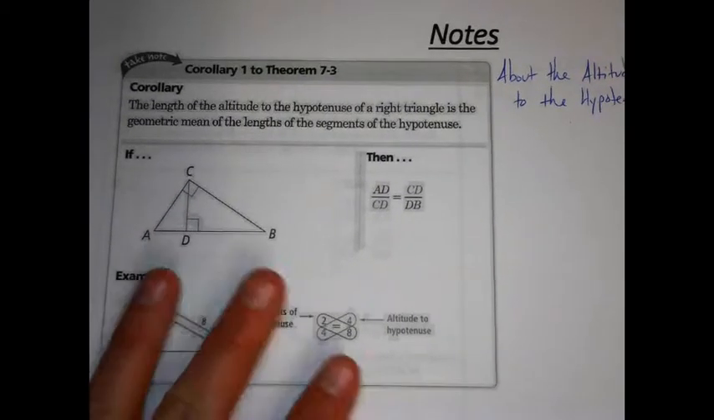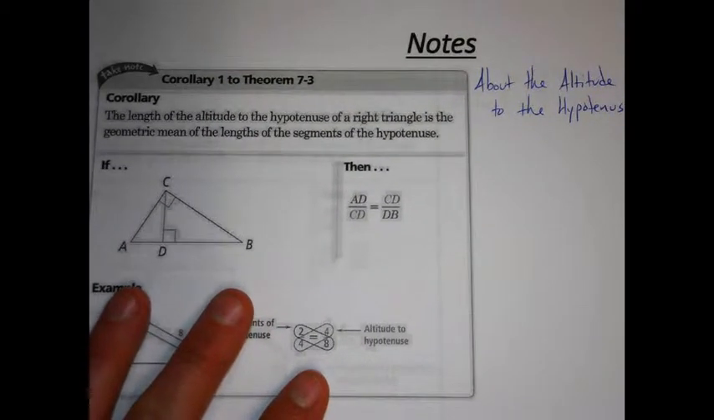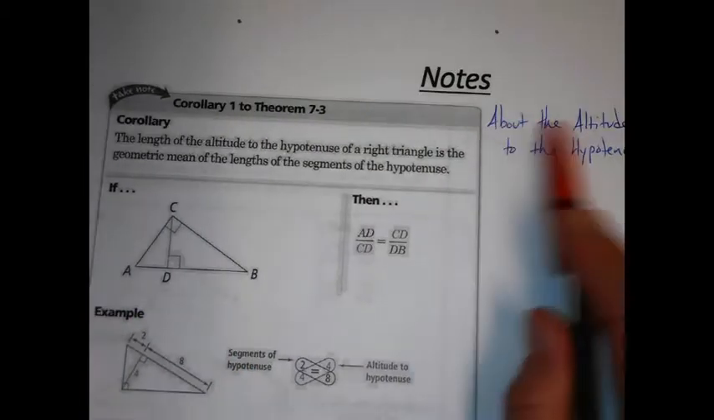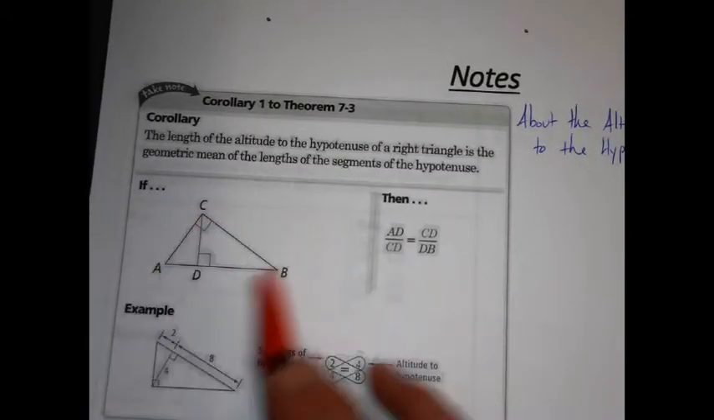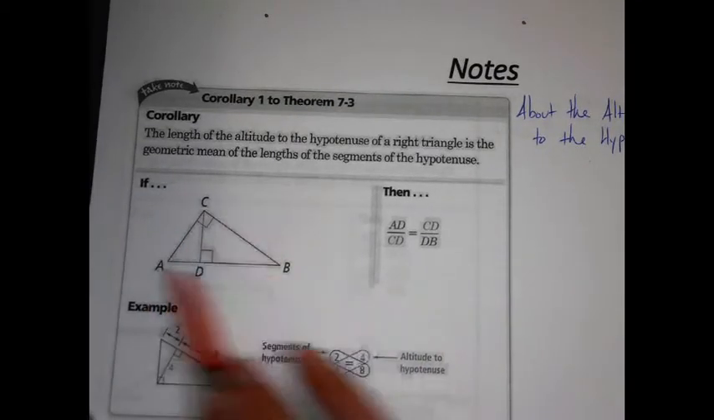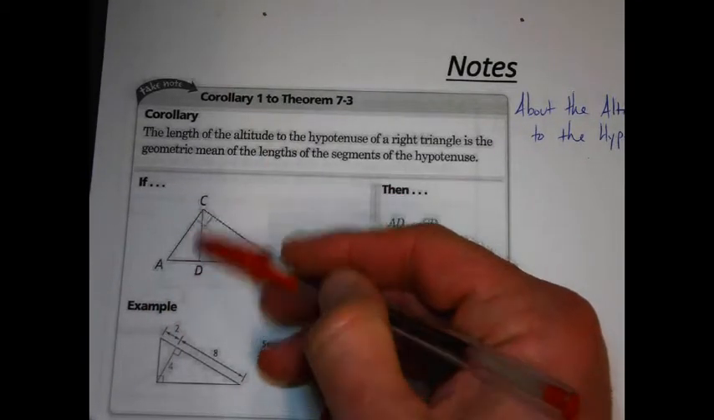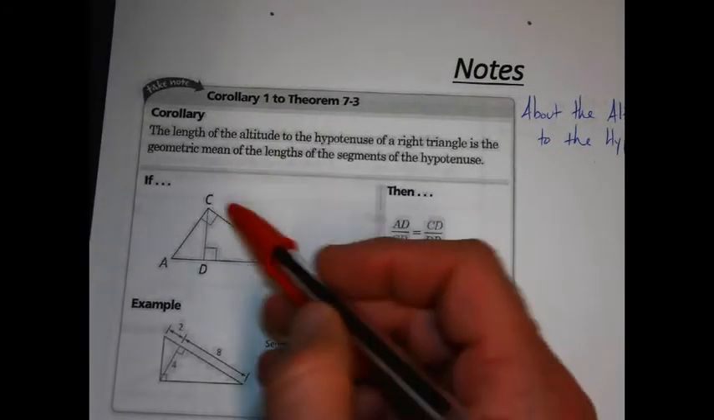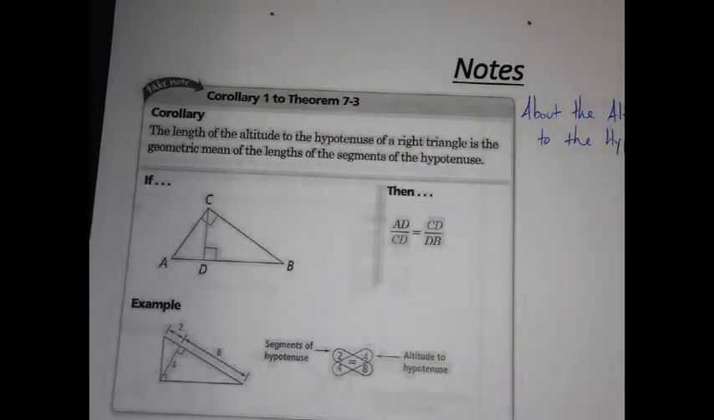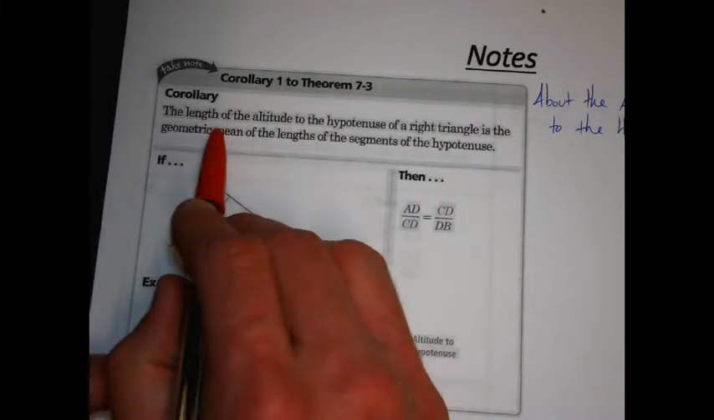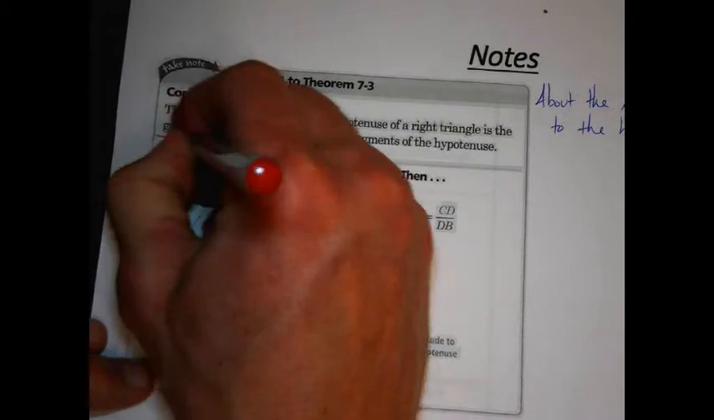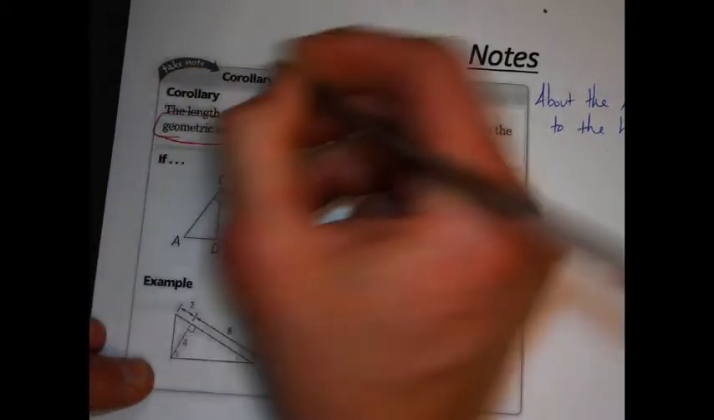When we talk about geometric means, we've got to understand what's going on. This note is all about the altitude of that right triangle we talked about in the previous video. But we're going to talk about the altitude to the hypotenuse. Now, the length of the altitude to the hypotenuse is the geometric mean of the lengths of the segments. Now, what does that mean?